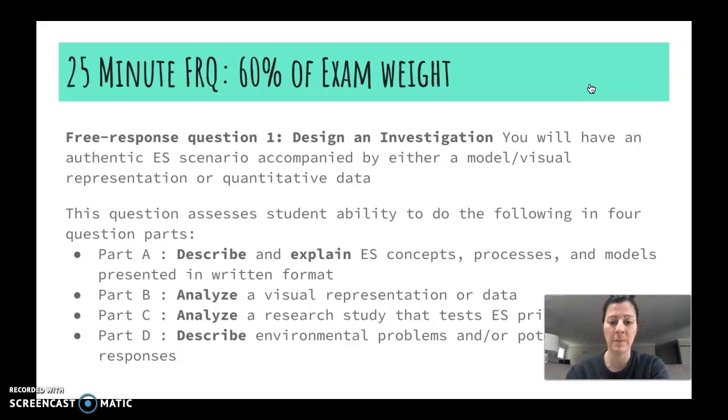And then describe the environmental problems and or potential responses. This is where your background knowledge of knowing what these things are and how they have an effect on the world is going to be tested. So what sort of environmental problems come from this? What are some ways of mitigating that issue? How would you go about fixing it? Whether that's with air pollution or eutrophication, fixing soil fertility, what have you.